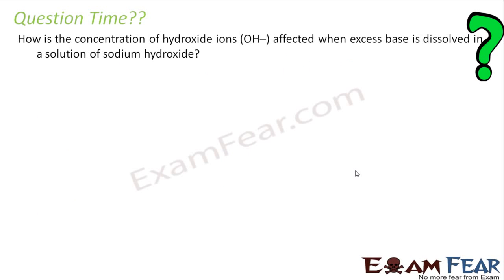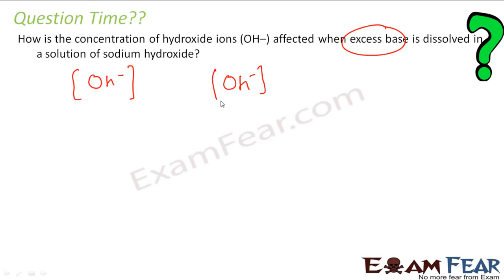How is the concentration of hydroxide ion affected when excess base is dissolved in the solution of sodium hydroxide? So in this case, I have this OH- ion. Excess base is dissolved. Already we have some base, right? Let's suppose we have some base, OH-. In that we are adding sodium hydroxide.